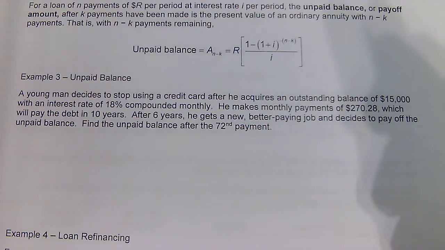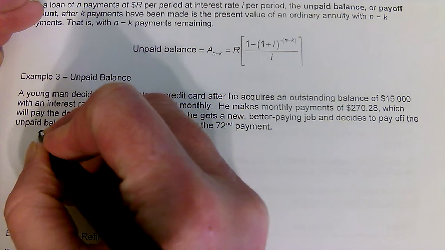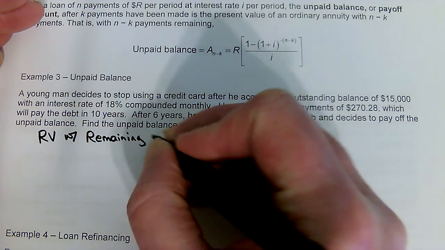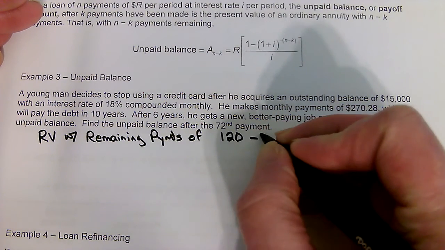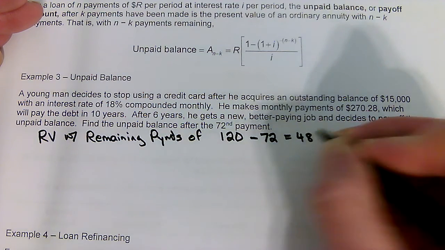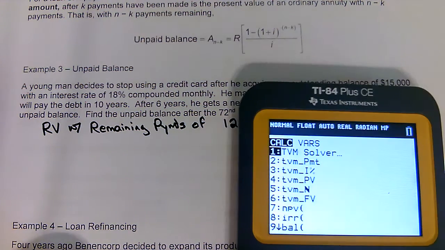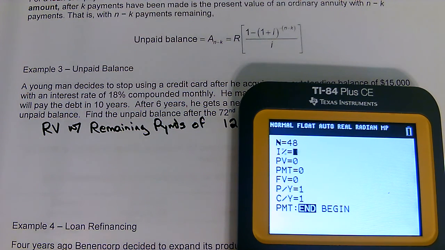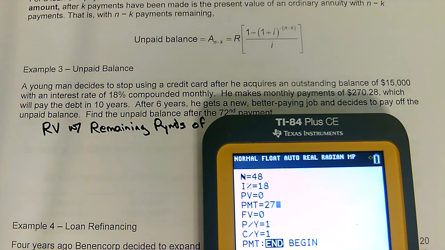So the balance after the 72nd payment would be our value with how many payments remaining. If it's 10 years, 12 times a year, that's 120, minus the 72 we've already made, leaves me with 48 payments remaining. So in a calculator, I'm going to go into the TVM solver, and I'm going to put 48 here. Interest rate was 18%. We're going to look for the present value after he's paid $270.28 compounded monthly.